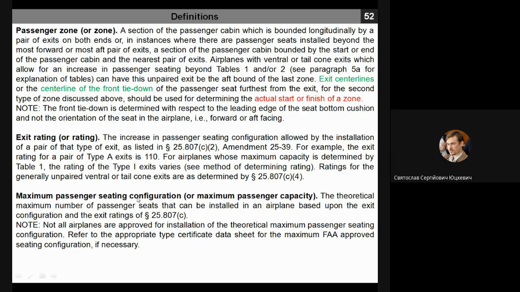And maximum seating configuration. It's a maximum allowable number of passengers on the board that could be applied for your airplane, but not a type airplane, but not directly for your airplane due to the configuration of operator layout. Because from operator to operator, different layouts, different seat pitch, a different combination of business and economy class could influence this capacity.